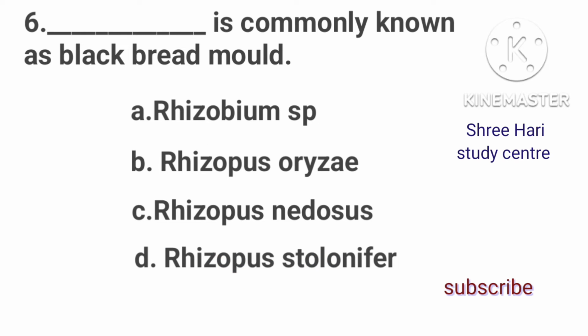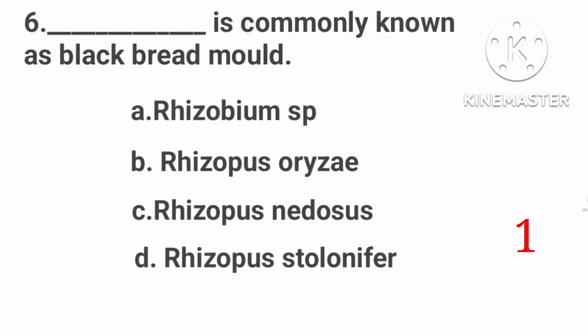Dash is commonly known as black bread mold: option A, Rhizobium species; option B, Rhizopus oryzae; option C, Rhizopus nodosus; option D, Rhizopus stolonifer. The correct answer is option D, Rhizopus stolonifer.